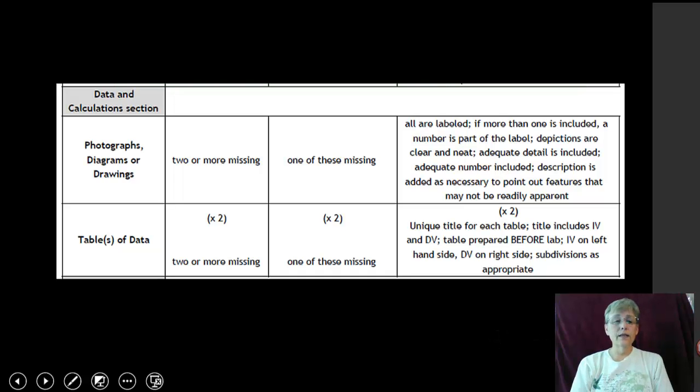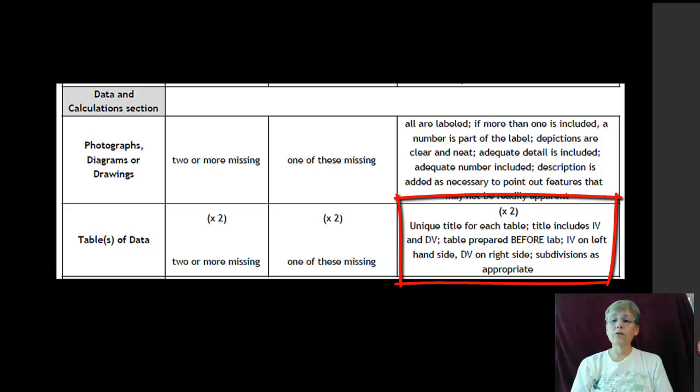The next section is the table of data. And again, we want the highest points possible. It says that I need a unique title for each table. The title includes the independent variable and the dependent variable. The table should look like it could have been prepared before the lab. The independent variable on the left-hand side, the dependent variable on the right, and subdivisions as appropriate.